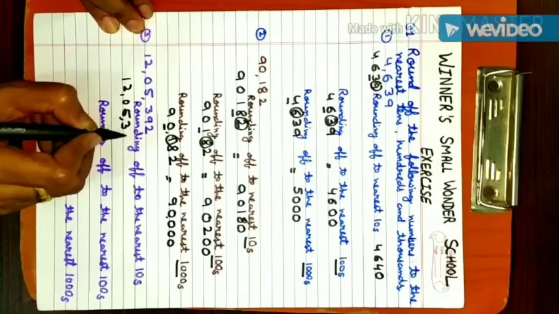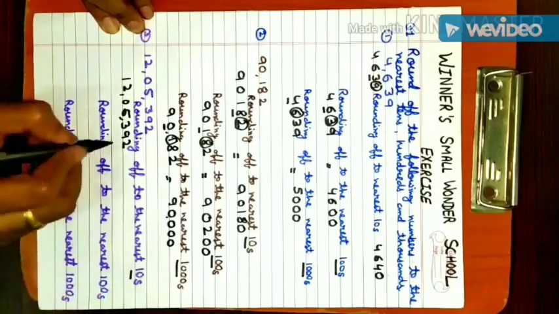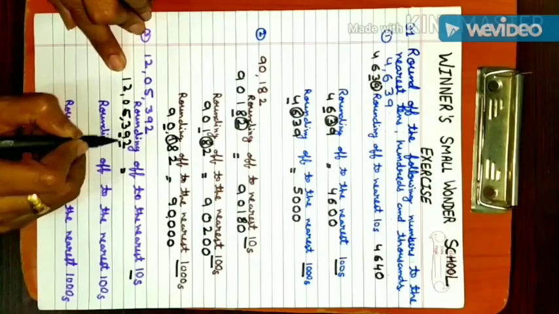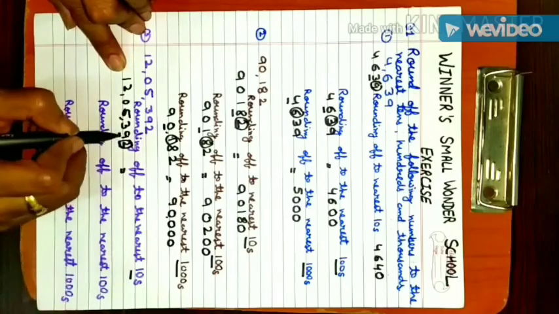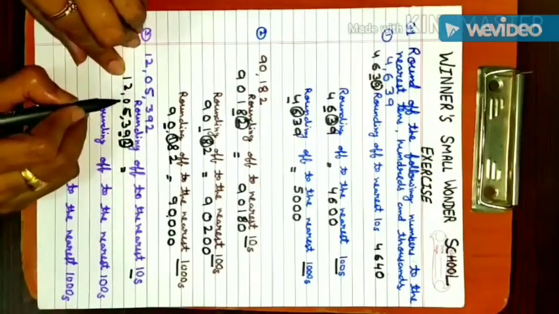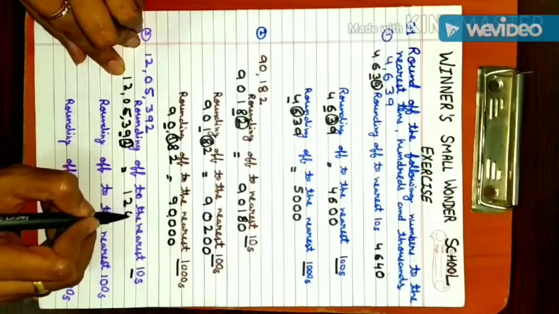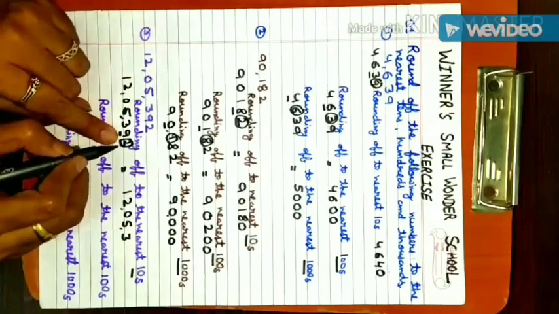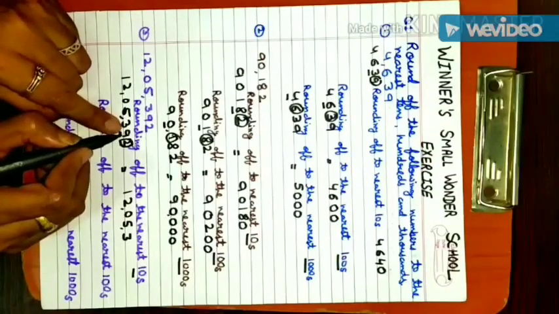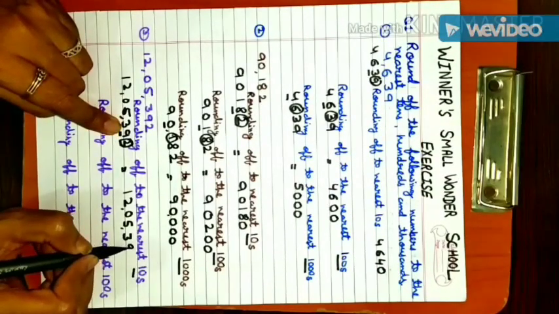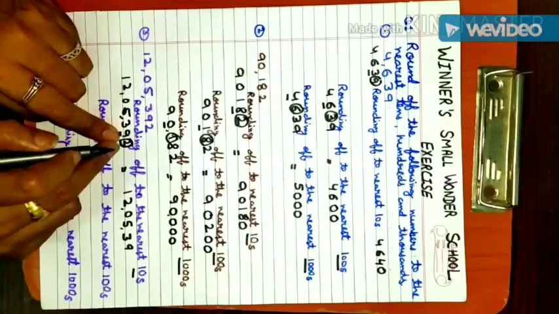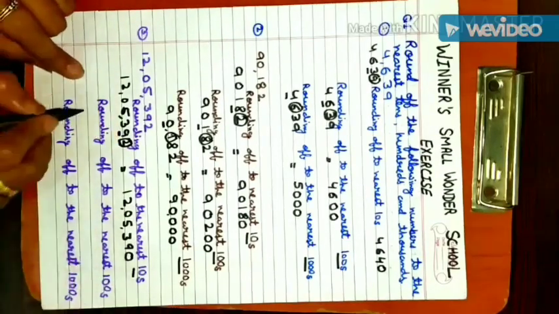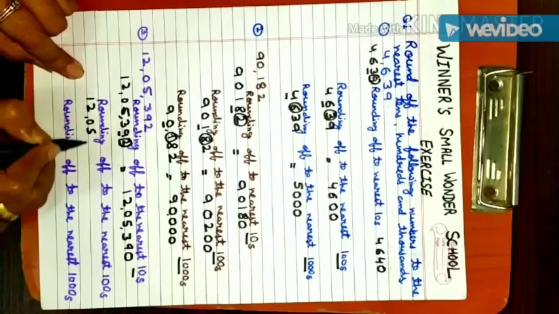Next example is 1205392. Rounding off to the nearest tens. So the nearest tens digit, and this number is the checking number. Ones, tens. So 12053 same to same. And this digit is 2, so less than 5. So this number is same to same, no change. So 9 here, again 9, and replace the ones digit by zero. So the answer is 0. Okay.